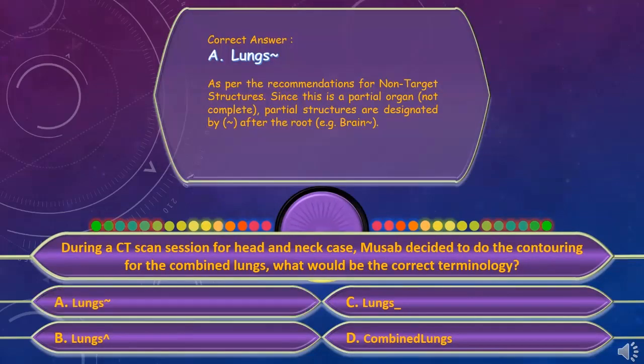As per the recommendation for non-target structures, since this is a partial organ, this is head and neck, right? And this is the lungs. So you don't have the complete lungs drawn in your CT. So it's partial, and partial structures are designated by adding the qualifier after the root, for example, brain. Is it clear? Any question about this, or is the answer clear for you, please? Clear, clear. Okay. Let's go more.